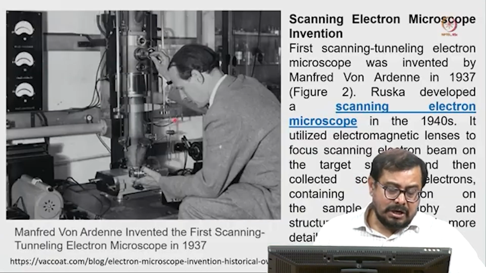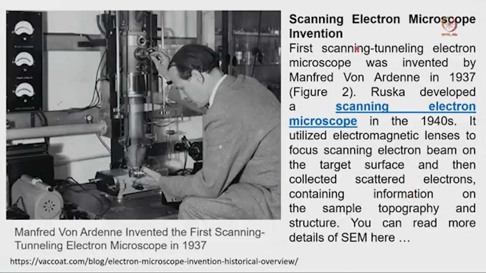In the next stage you can see Manfred von Ardenne is another person who invented the scanning electron microscope in 1937, and at a later stage, in 1940, Ernest Ruska developed his own scanning electron microscope. So first they developed the transmission electron microscope, and at a later stage they developed the scanning electron microscope, and these are the two major components of the electron microscopy field: one is the transmission electron microscope and another one is the scanning electron microscope.